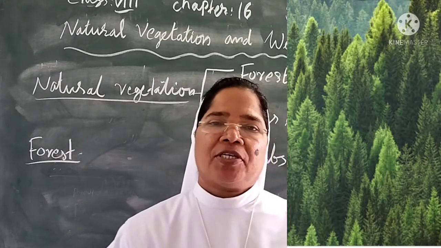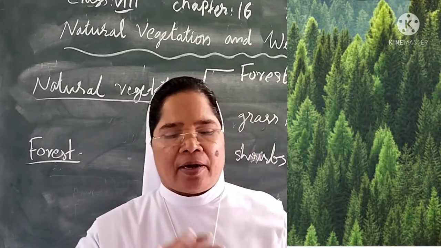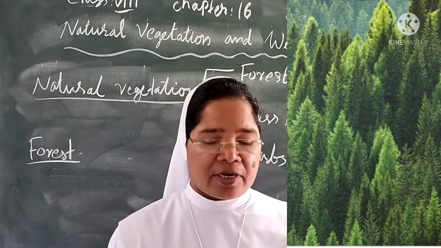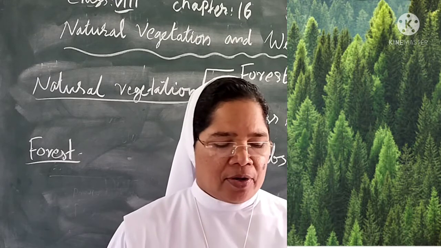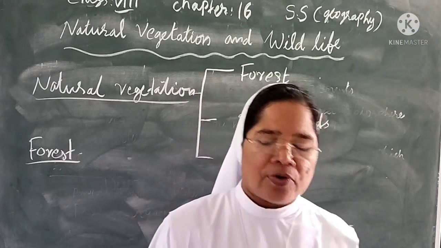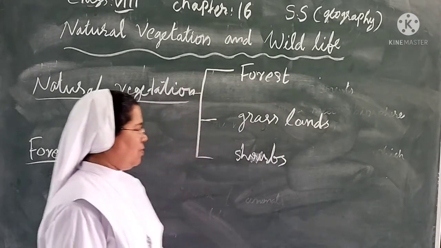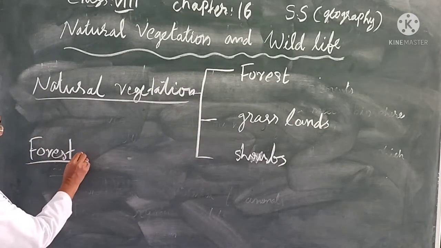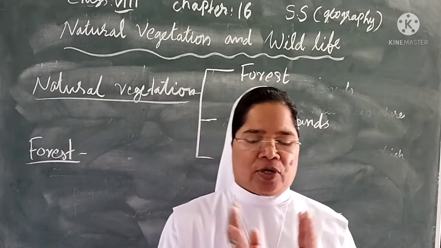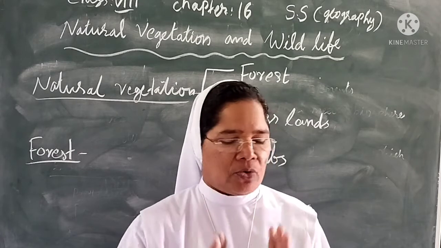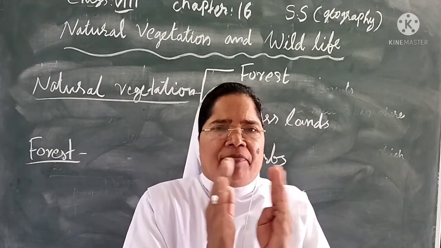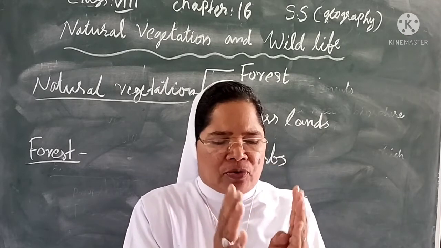Have you seen some pictures? I will show you different types of forest. Forest is divided into three types. A cluster of trees which grow close to each other is called a forest. Cluster means group, plants together. A group of trees living together, close to each other.